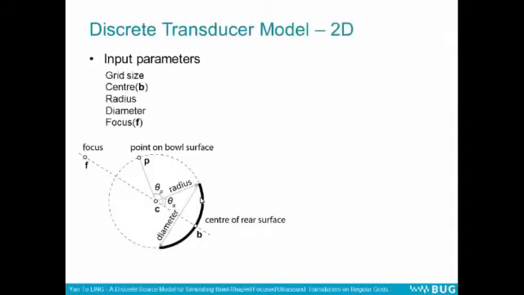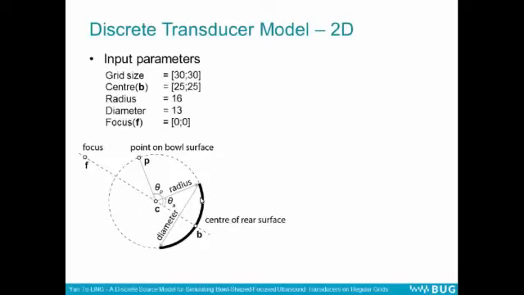Now I'm going to demonstrate how to create a discrete transducer model in 2D. There are 5 input parameters. The first one is the grid size, which defines the size of the space. The second one is the position of the transducer, the center of the transducer. The third one is the radius of curvature. The fourth one is the diameter of the transducer. And the last one is the focus of the transducer, which tells the orientation of the transducer.